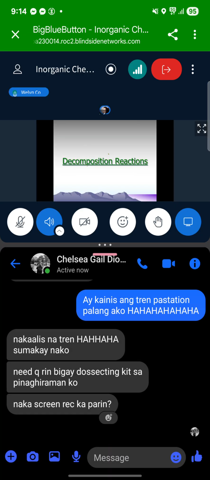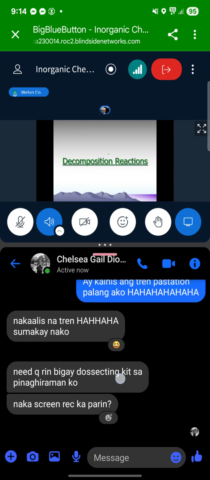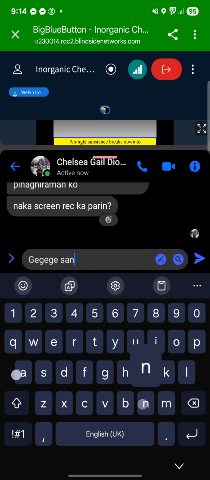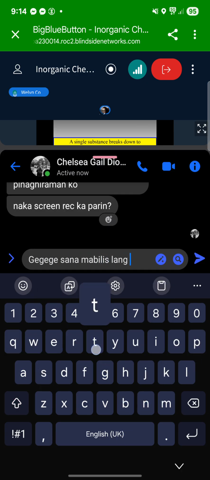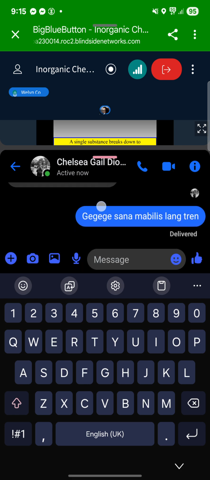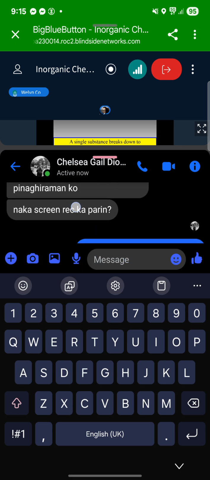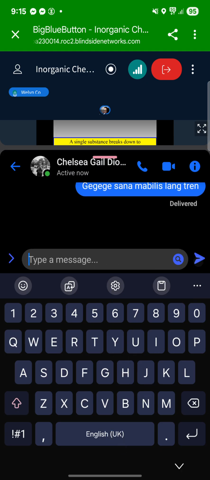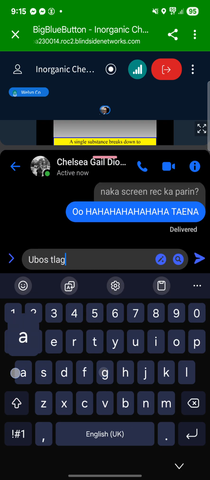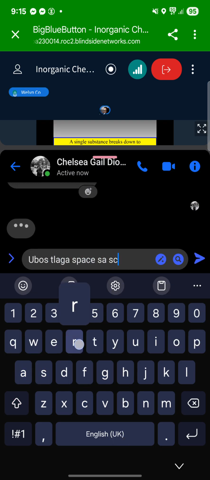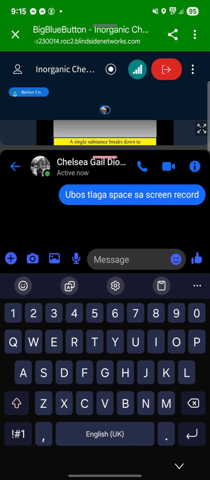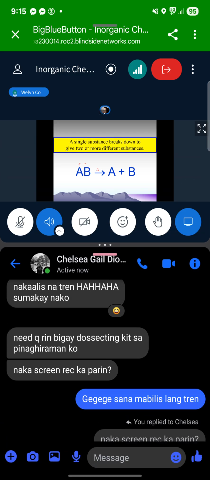Then we have the decomposition reactions. The decomposition reaction is the splitting of the compound into 2 or 3 products. This is where a single substance breaks down to give 2 or more different substances. Of course, they don't maintain the identity of the reactant. So hypothetically, you have here a single substance that breaks down. Positive, negative, with the input of energy, gives 2 or more different substances. So this would be your A plus B.